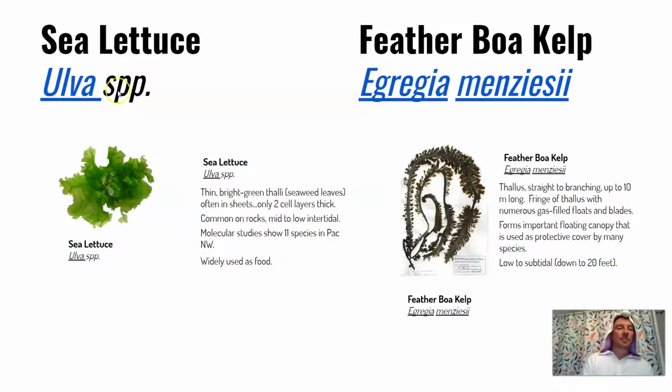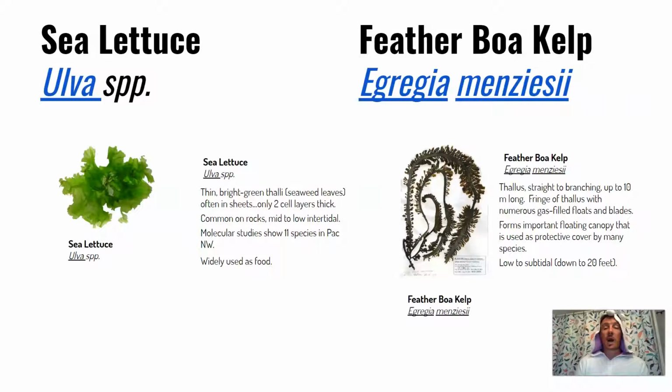And I write spp here, because there's 11 different species in the Pacific Northwest, and you can't tell them apart by having them in your hand. So instead of giving you a species, I'm giving you a genus, because it's part of a larger group. The only way to tell the 11 apart is using molecular DNA stuff.